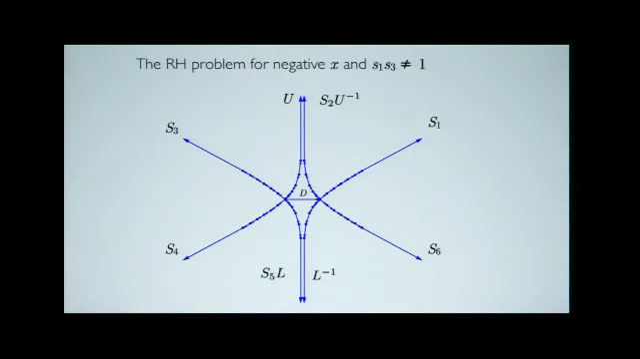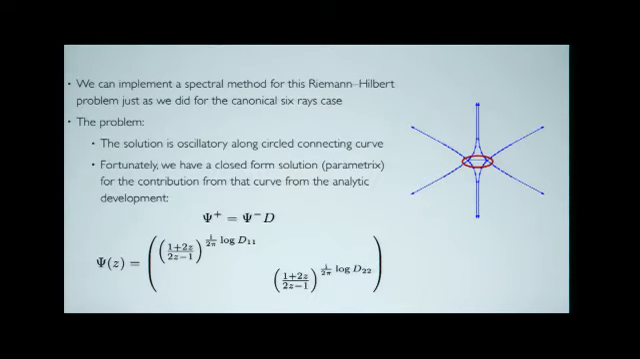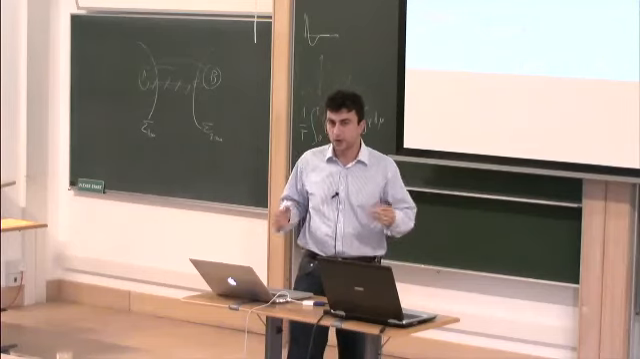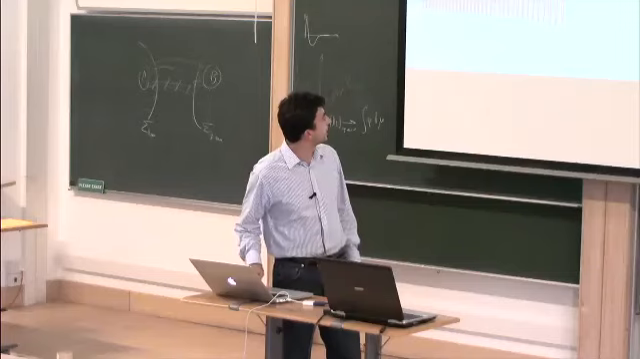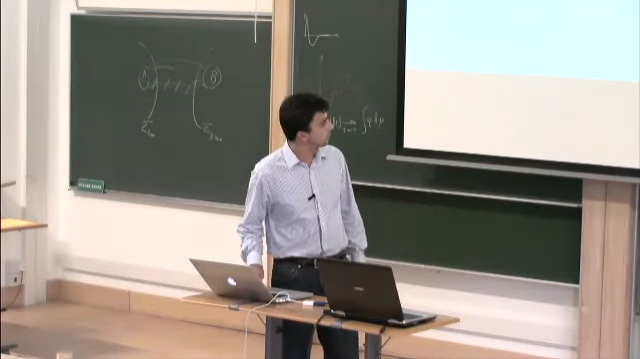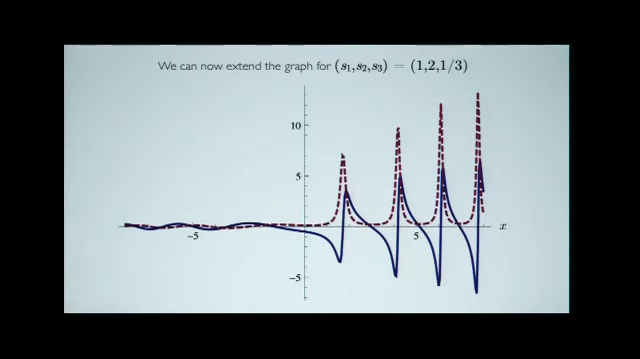Unfortunately, the solution will oscillate on that connecting ray, so we have to get rid of it. So we use a parametrix, and then we define this function phi, and we end up with this Riemann-Hilbert problem. Okay, but anyways, all of the oscillations become exponential decay. That's the key message: we can deform the contour and it becomes exponentially decaying, and we can apply this approach, and we can do it for positive values as well.